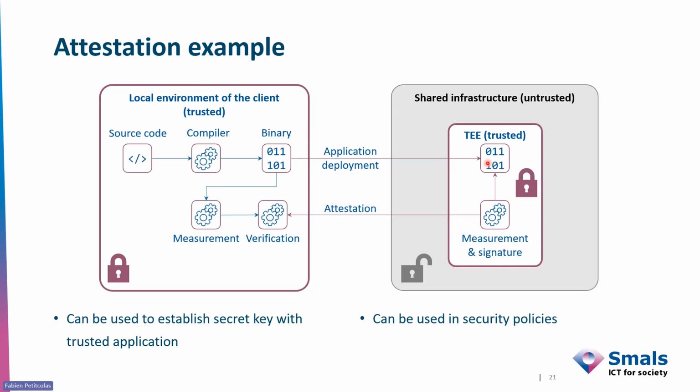So that's the first step. But before using it, we want to be sure that that binary here does correspond to that binary here. And so at some point, we ask the system managing that trusted execution environment to give us a measurement of that binary and to sign it. And that makes the attestation, which is sent to us.